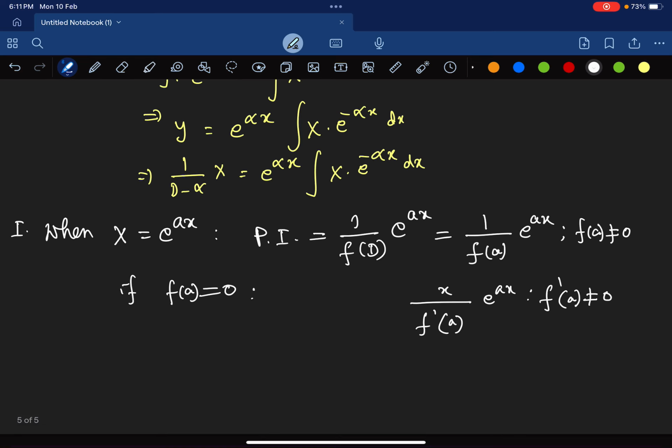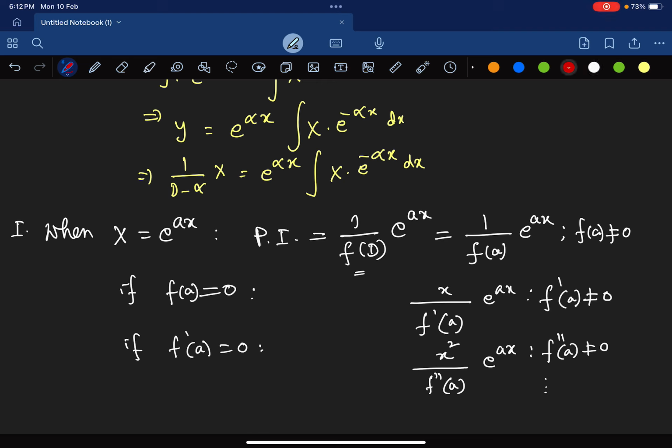Similarly, suppose f dash a is 0. In that case, again you need to do the same thing: multiply the upper term by x again and differentiate the lower term with respect to d a second time, that is f double dash d, and in place of d you will put a, e power ax, provided f double dash a is not equal to 0. Like this you will proceed. Basically, the lower term should not equal 0.